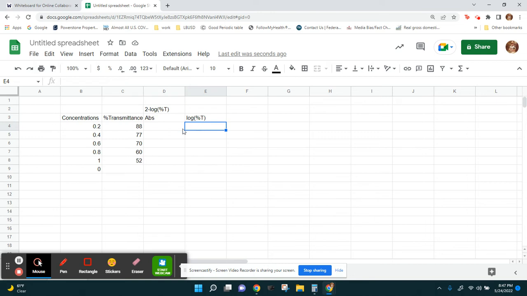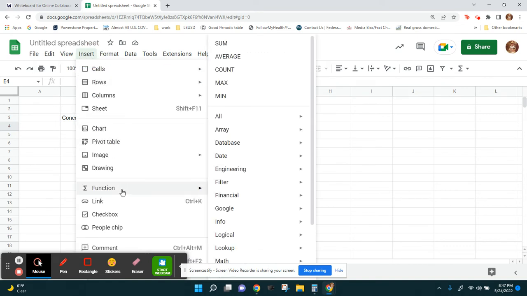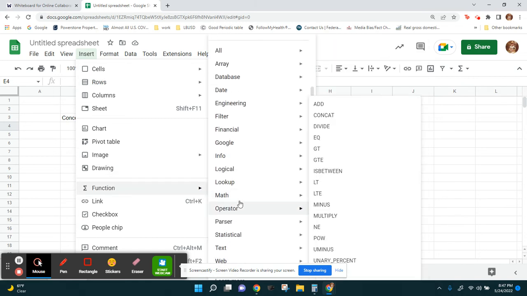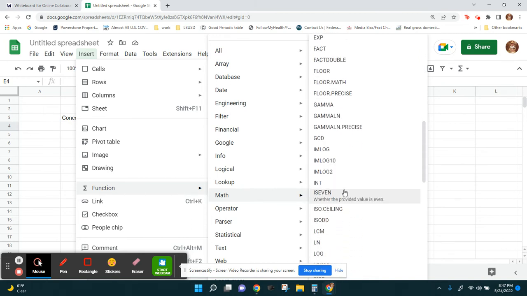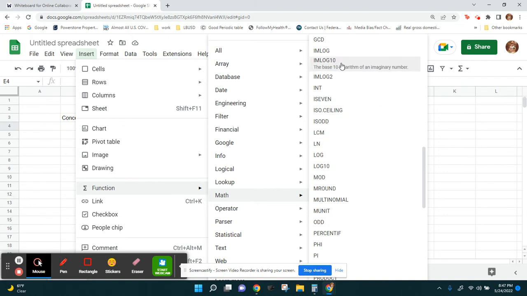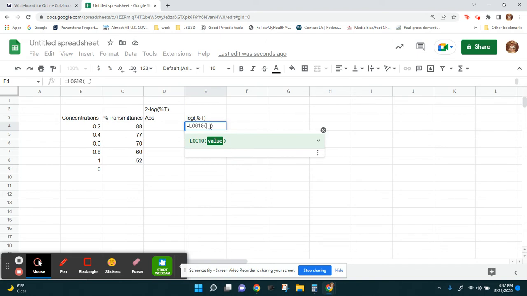So we want the logarithm of percent T right here, the logarithm of this number. In order to get that, you can insert a function. Go to the insert menu, then down to insert a function, then go down to math functions and look for log, and you're going to look for LOG10, not some other log, that's a different thing. LOG10 is the logarithm of a number of base 10. Because 10 will be the base number, and then you're looking for the exponent to make that number. You click on that and see it's looking for the log of that.